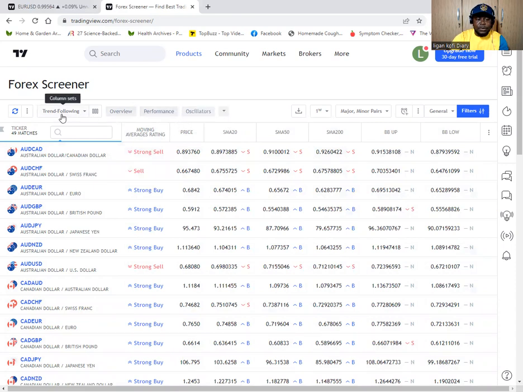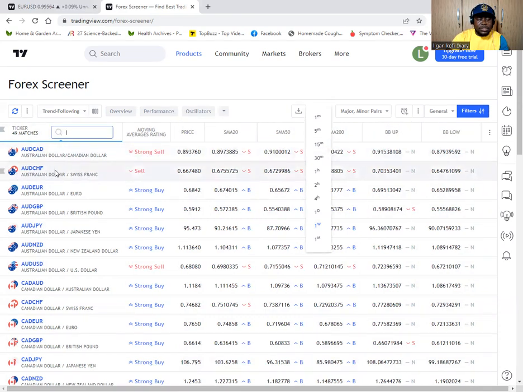So this is the trend following. You see that it has changed here to trend following. So we have AUD CAD strong sell on daily, weekly. Look at it, it's on weekly. The moving averages and the Bollinger bands are saying strong sell. AUD CHF sell. This is on what time frame?